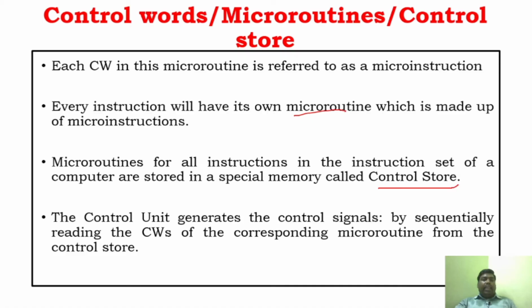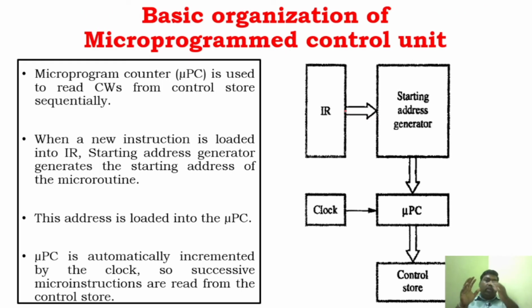Now I'll explain how this micro programmed control unit works. You can see here it is the same as before. You have the instruction register, you have something called the starting address generator, and you can see there is a micro program counter. This is not the program counter, this is the micro program counter, and it is connected to the clock. Every clock cycle the micro program counter is incremented one by one, to go to the next instruction.